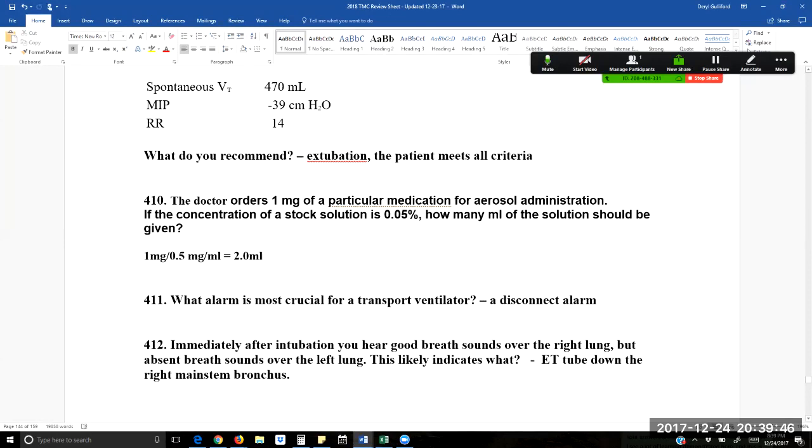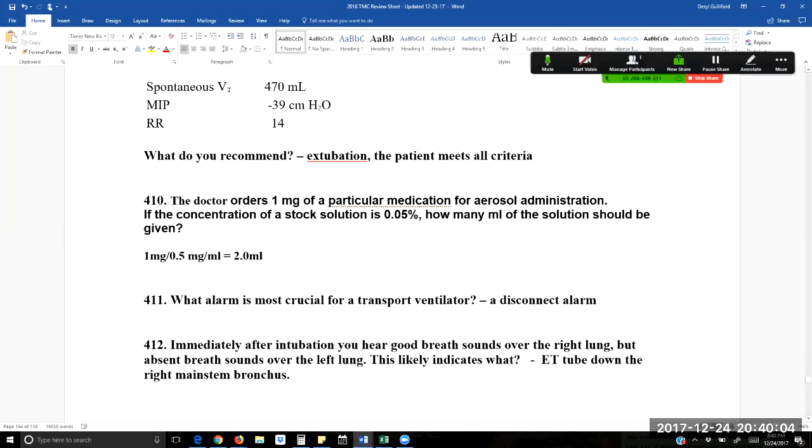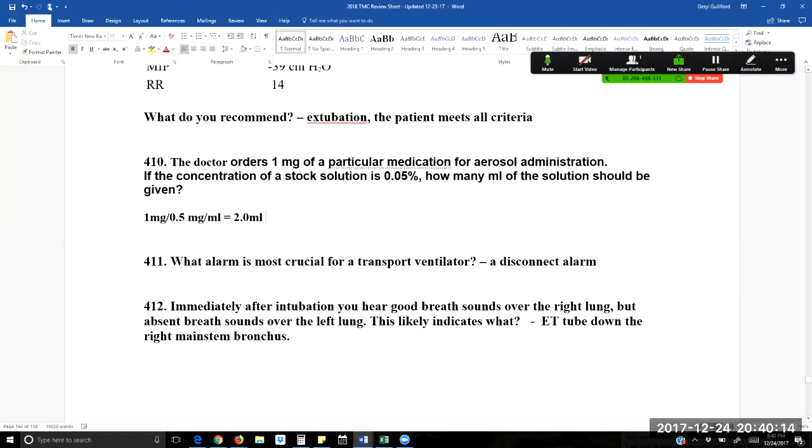Just a hint, if you calculate this and it comes out with some crazy number like 20 milliliters or 200 milliliters or something like that, or 0.2 milliliters, then it can't be right because we've never nebulized those kind of volumes. So at any rate, hope you will be able to do that better than I did when I was a student, but calculating the volume of your medication could come up on your test. 411, which alarm is most crucial for ventilator transport?